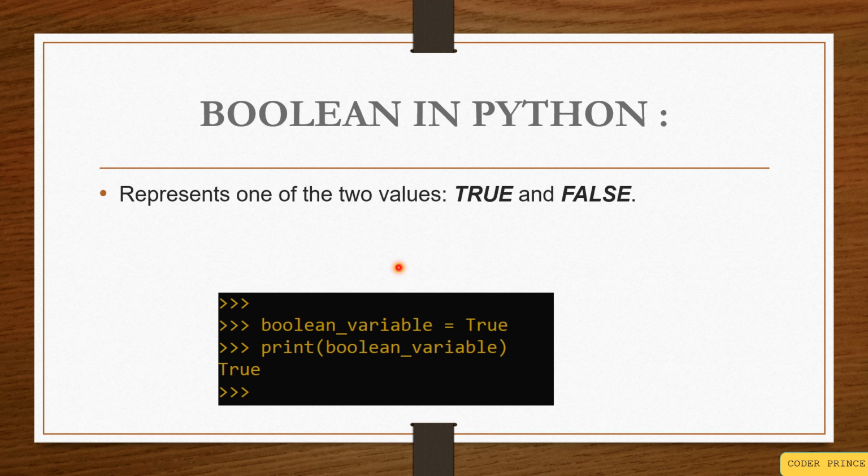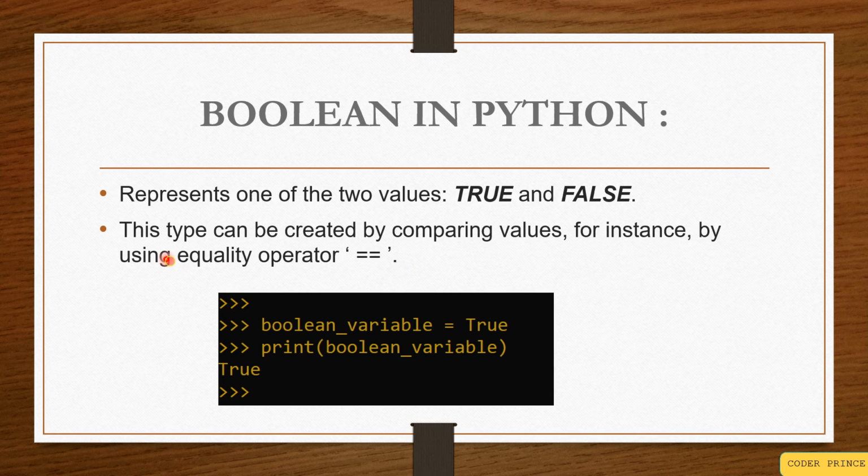In Python, Boolean types can hold two values, true or false. This type can be created by comparing values also. Here is an example of a Boolean variable that holds the value true. Whenever you try to print the Boolean variable, it gives you the value as true. You can also reassign this variable to false, or you can use some conditions using the equality operator to change their values.